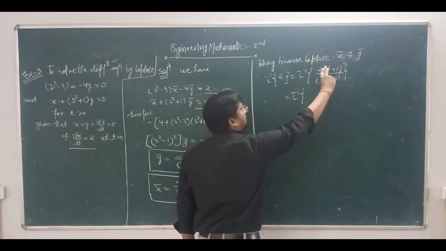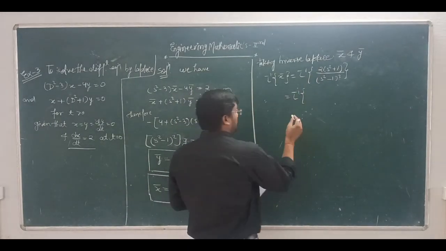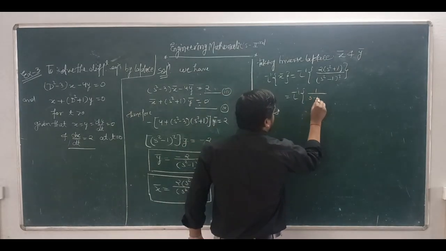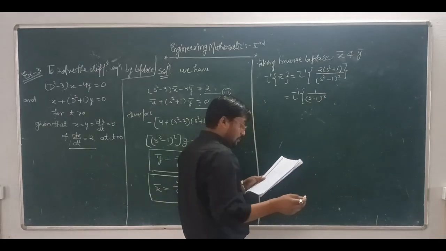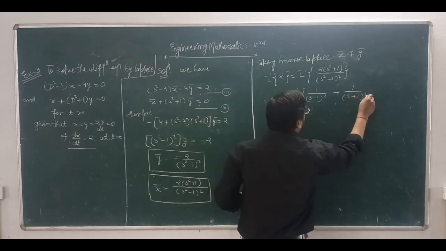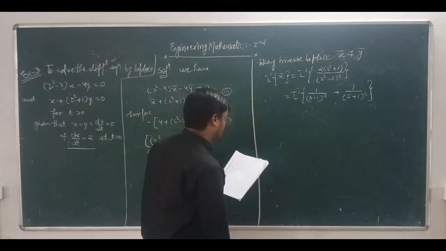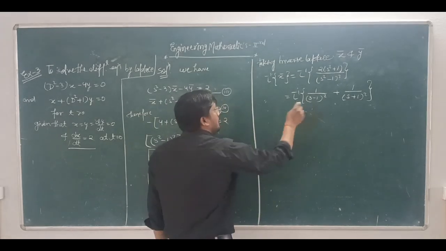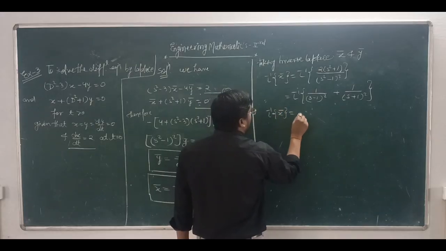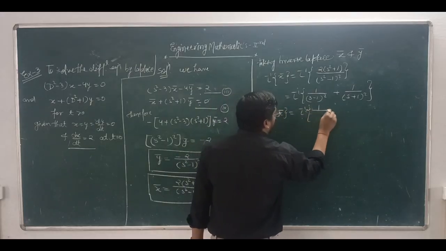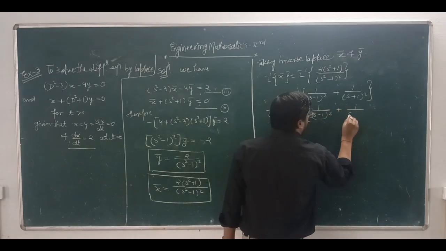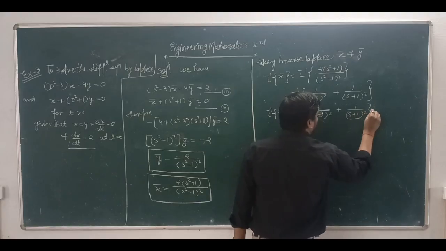Now you can take partial fractions of this function. You can note down this is equal to 1 upon (s minus 1) to the power 2 plus 1 upon (s plus 1) to the power 2. Now you can note down inverse Laplace of x is equal to inverse Laplace of 1 upon (s minus 1) to the power 2 plus 1 upon (s plus 1) to the power 2.